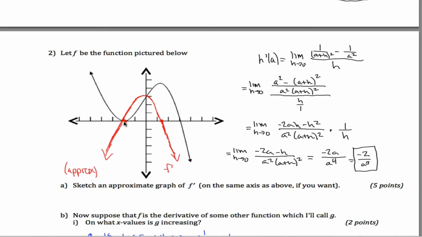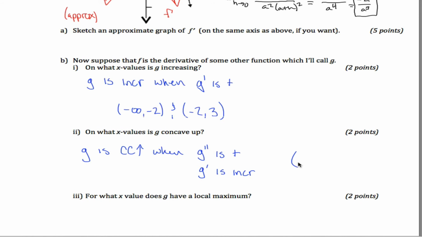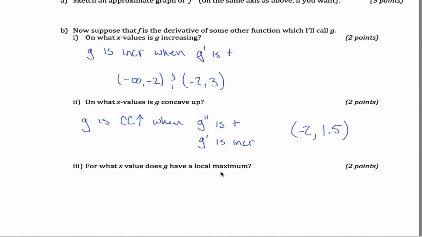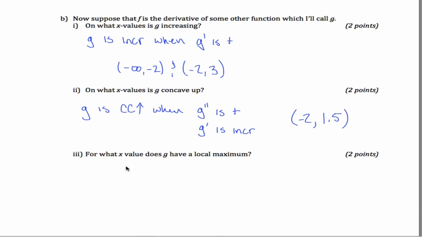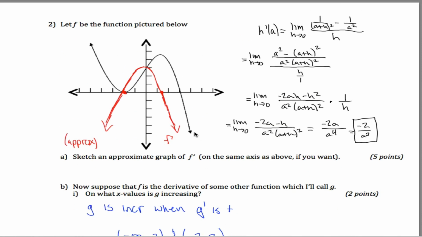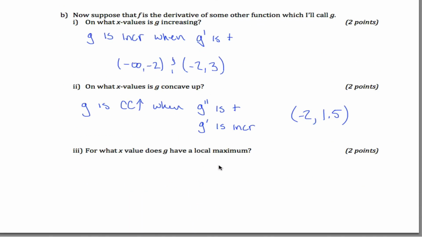Well, it looks like it's increasing from this point up to this point. So what is that? -2 up to, I don't know, about 1.5? Again, that's approximate. Those are the x values. And then finally, for what x value does g have a local maximum? It's tempting to be like, oh, right here, there's the local maximum. No, that's the local maximum of the derivative. Right? You want the local maximum of g.